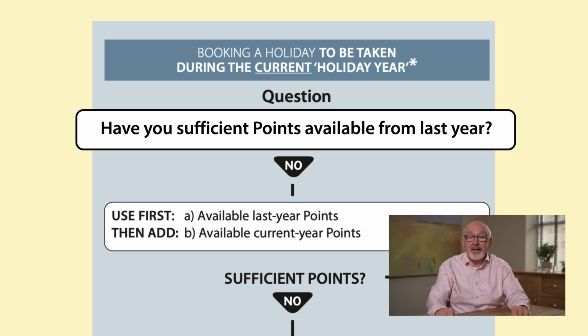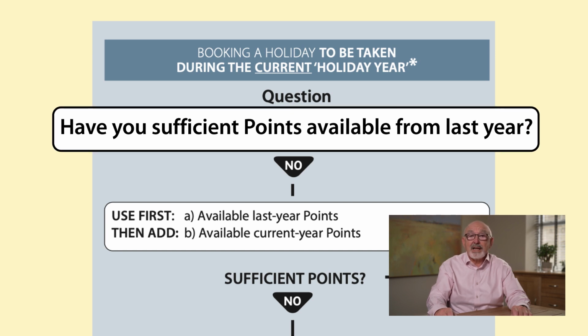The first question is, have you sufficient points from last year? We changed this probably around 10 years ago. It always used to be that we'd take the points from the year in which the holiday took place, but because of the number of points in the system, we were able to make it better. And this is better because you lose fewer points.